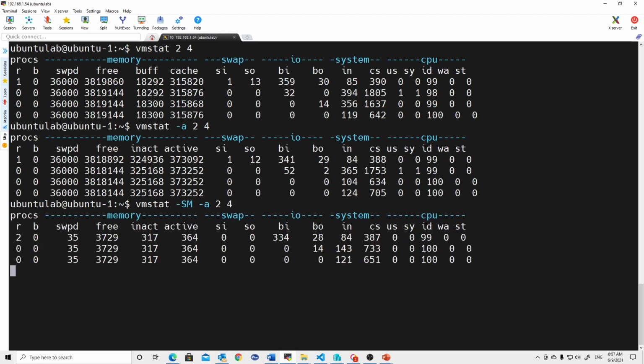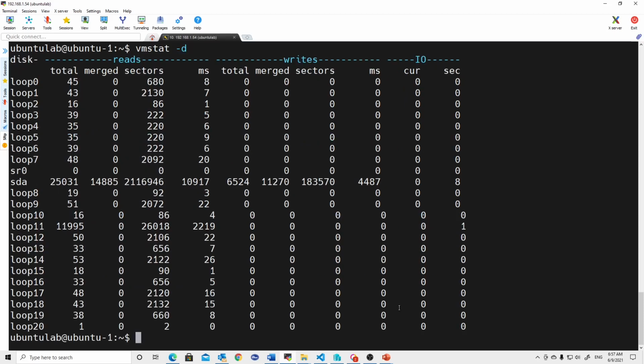To get a table of disk statistics, use the -d option. Do that. vmstat -d. If you just want to get some quick statistics on only one partition, use the -p option. vmstat -p.